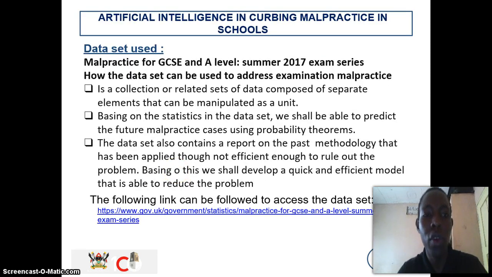So today mainly we are going to focus on data sets and how we can use them in solving this problem. So let's get started.